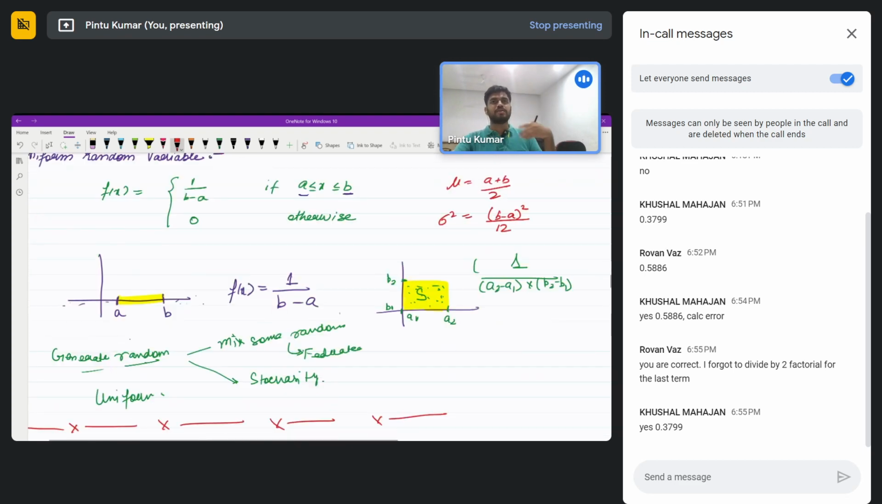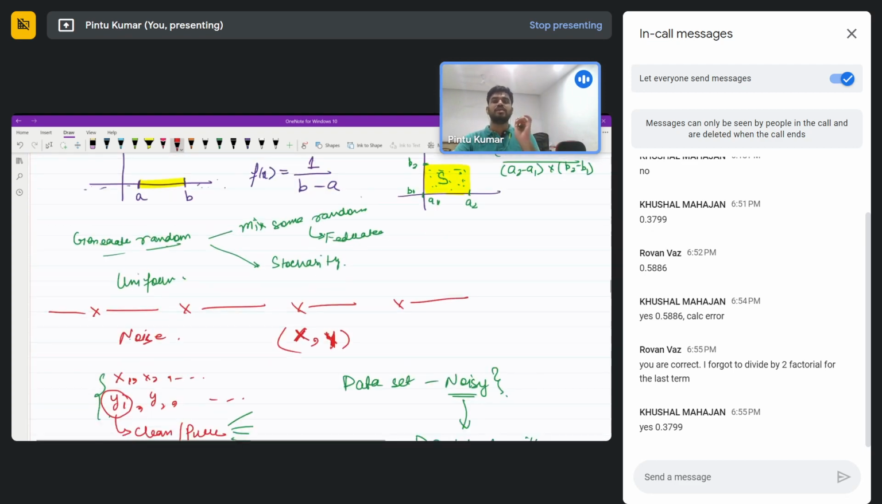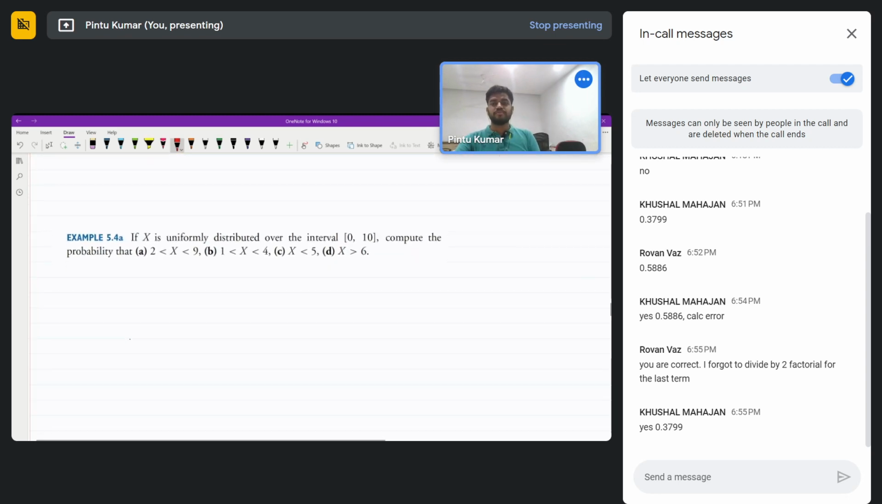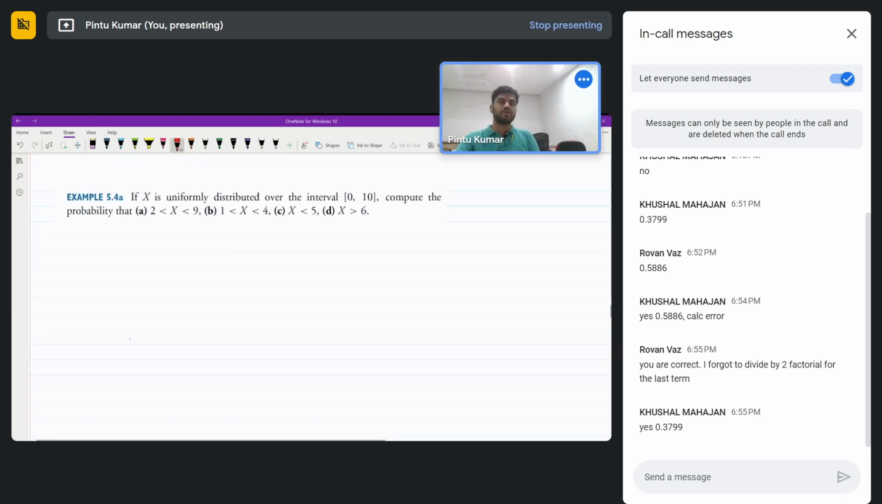It is useful in many other purposes also, but in machine learning, generally, it is used to generate some random values or in related areas. Okay. So here is our first example.